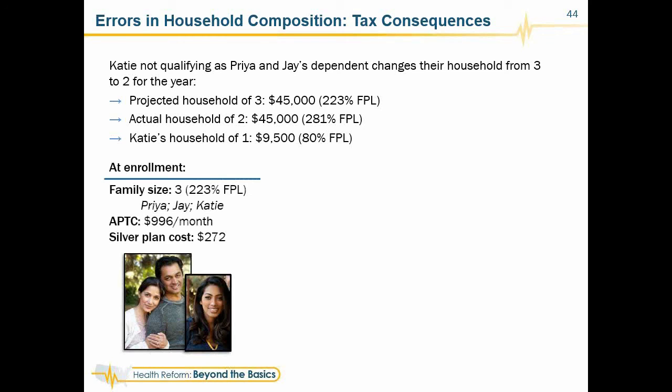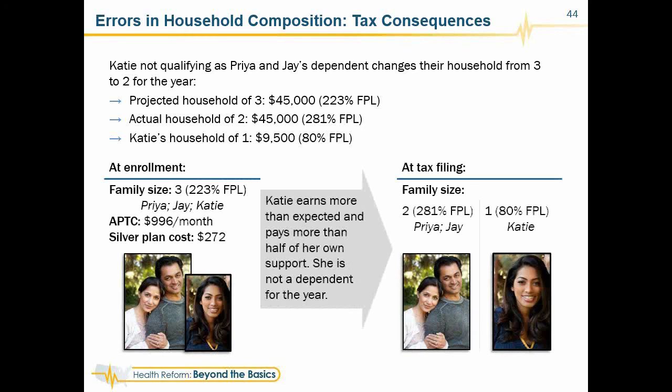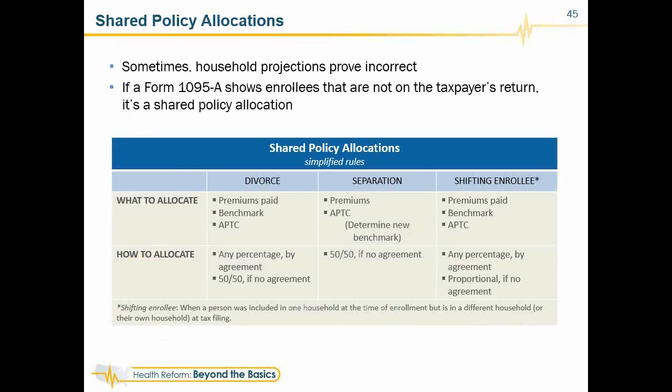So here's what their situation was at enrollment. Family size of 3, 223% FPL. But when Katie's not a dependent, they have to file taxes independently. And so they'll do it as 2 separate households. So what happens to the premium tax credit?